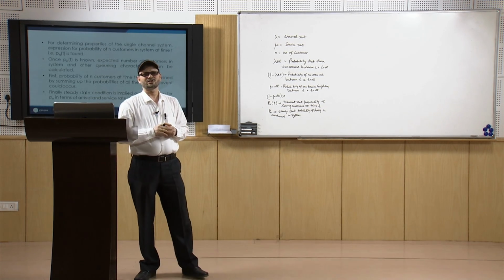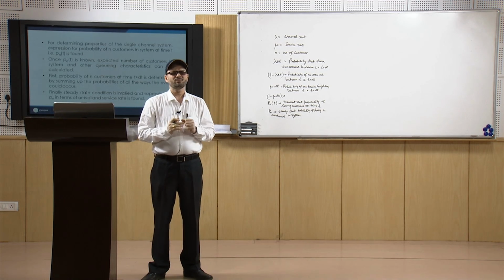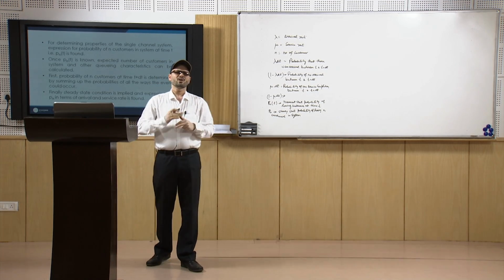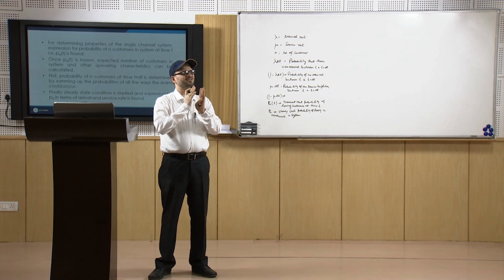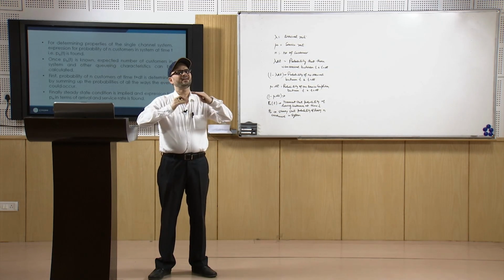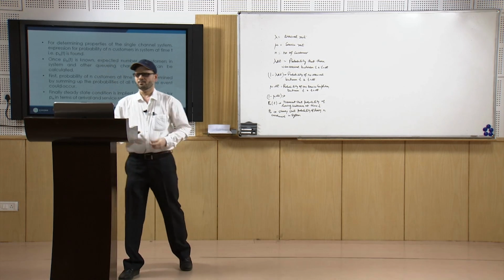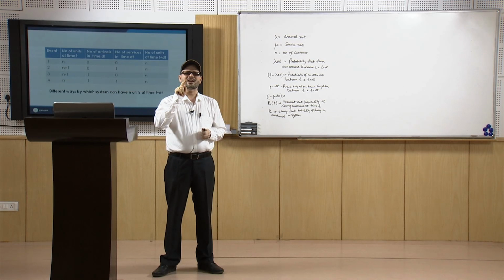Now, let us assume the case that you are at a situation where at time t you have n customers in the system. So, we will deal with the cases in which at time t plus dt also there will be n customers in the system. So, it is like this. If you have n customers at time t, then there are 4 ways in which there will be n customers in the system at time t plus dt.